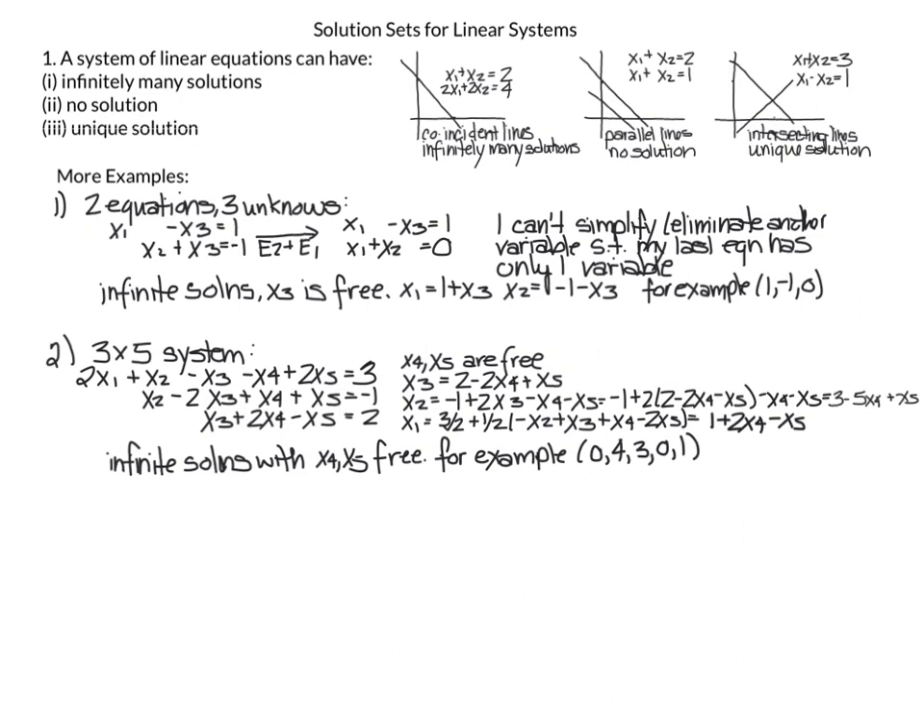So there are infinite number of solutions because there are infinite ways of plugging in for x4 and x5. And then I did plug in x4 equals 0, and x5, just for variation, I plugged in 1. It's still easy numbers, and this is one set of solutions.